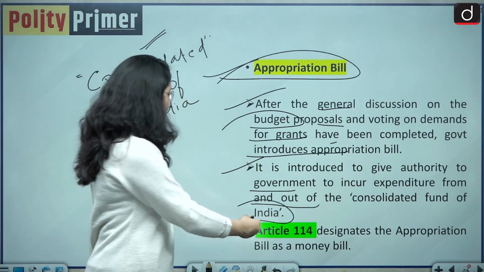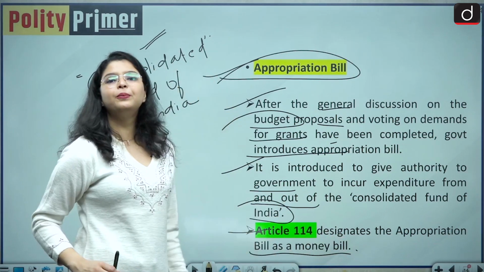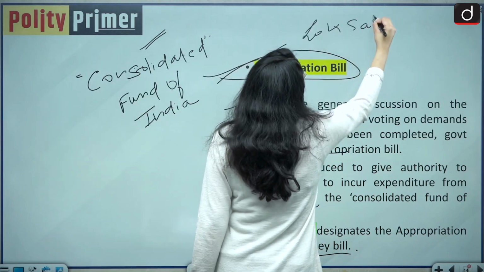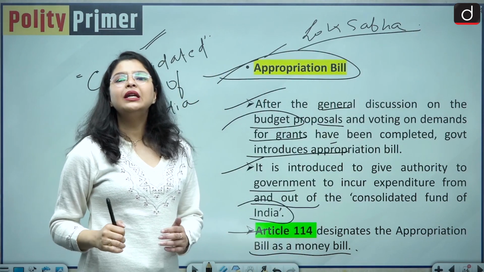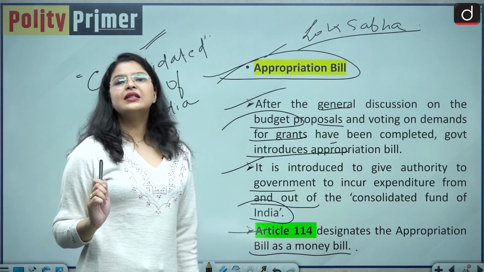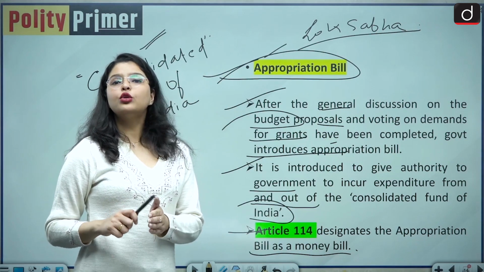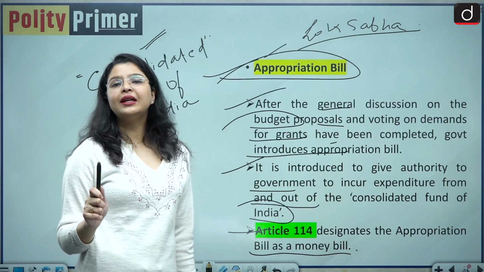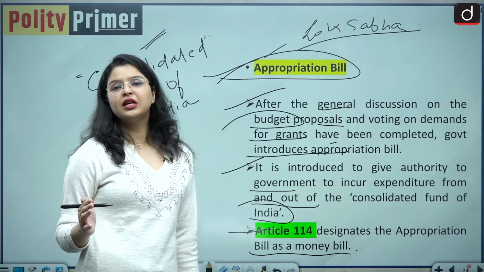As I have mentioned, Article 114 designates the appropriation bill as a money bill. And what does this mean? That it can only be introduced in the Lok Sabha, because it is a money bill and money bill can exclusively be introduced in the Lok Sabha. So Rajya Sabha has absolutely no power over it. Okay, it can be discussed by the Lok Sabha, it can be voted by the Lok Sabha, but in Rajya Sabha only discussion can take place and not voting. So this is a very important part of the appropriation bill.